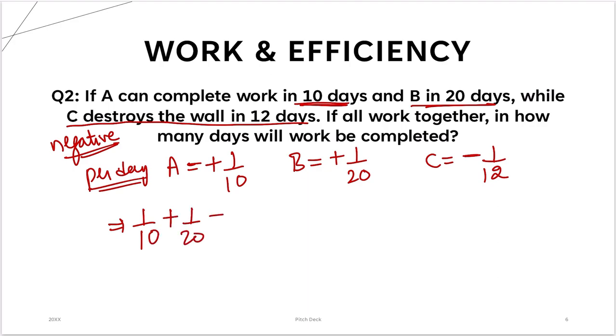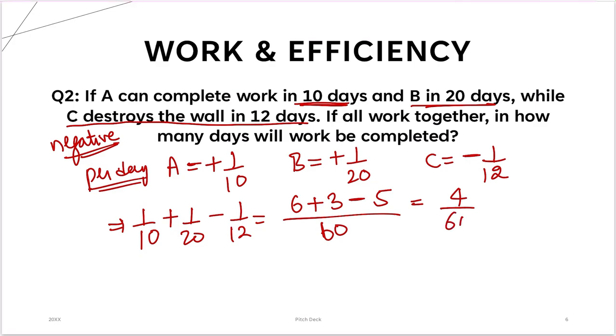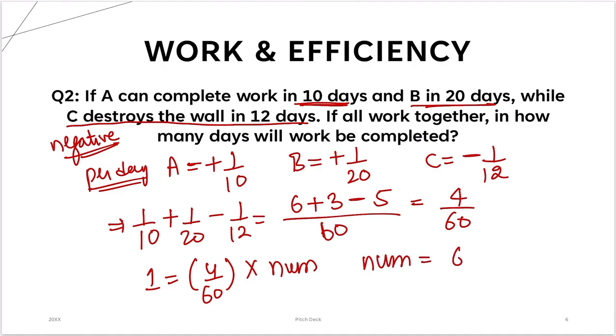If you solve this, the denominator will be 60. So 6 plus 3 minus 5, that is 4 by 60. Again, total work done is equal to per day work, that is 4 by 60, into number of days. Number of days is 60 by 4, that is 15 days. 15 days is the total time they will take to complete the work.